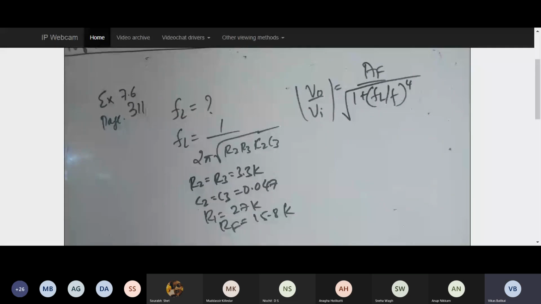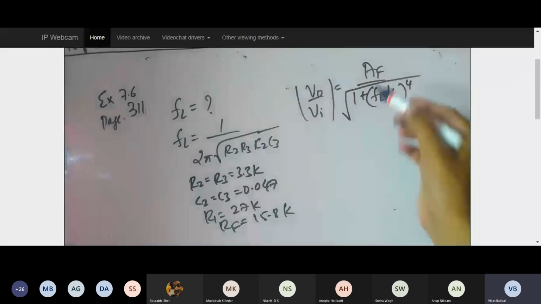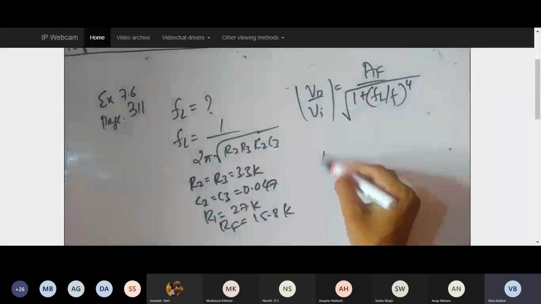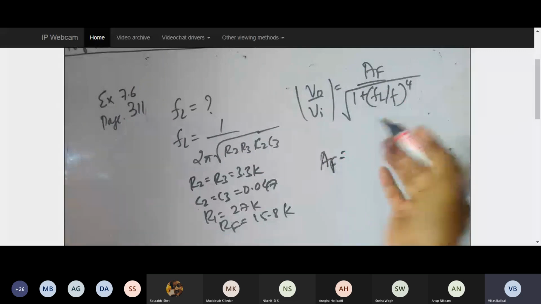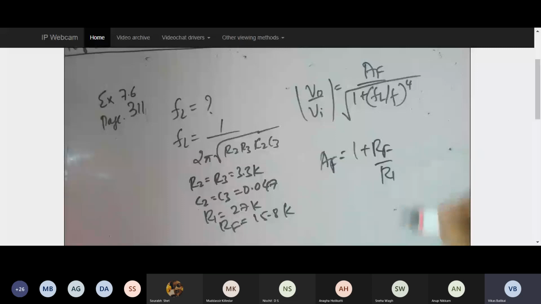So AF value. I should know what the AF value is. AF is what? The passband gain. He has not given it, so how do I calculate AF? It is 1 plus RF by R1. And he has given the R1 and RF values. Calculate that, and you are going to get AF.